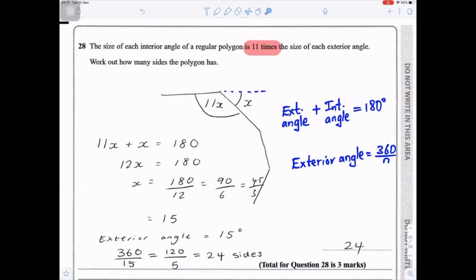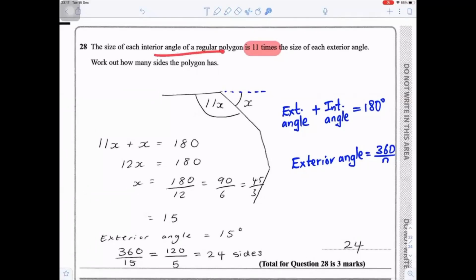Question number 28. The size of each interior angle of a regular polygon is 11 times the size of each exterior angle. Work out how many sides the polygon has. So we want to use the formula exterior angle plus interior angle equals 180 degrees. Exterior angle is x, interior angle is 11x, because it's 11 times bigger. So x plus 11x equals 180 degrees. 11x plus x gives you 12x, and 180 divided by 12 gives you 15. So x is 15, which means the exterior angle is 15 degrees.